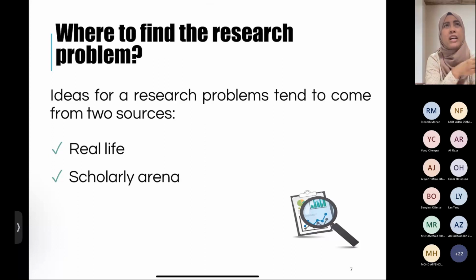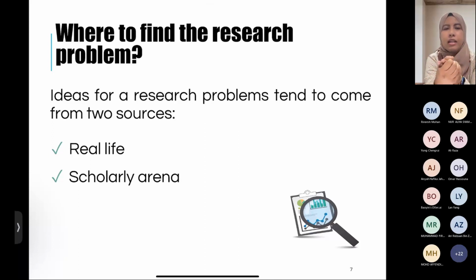Understand? Because last semester, when I said that the research problem can come from real life, students sometimes just picked up a problem that is not research in nature. Don't be like that. You have to pick something that is researchable.